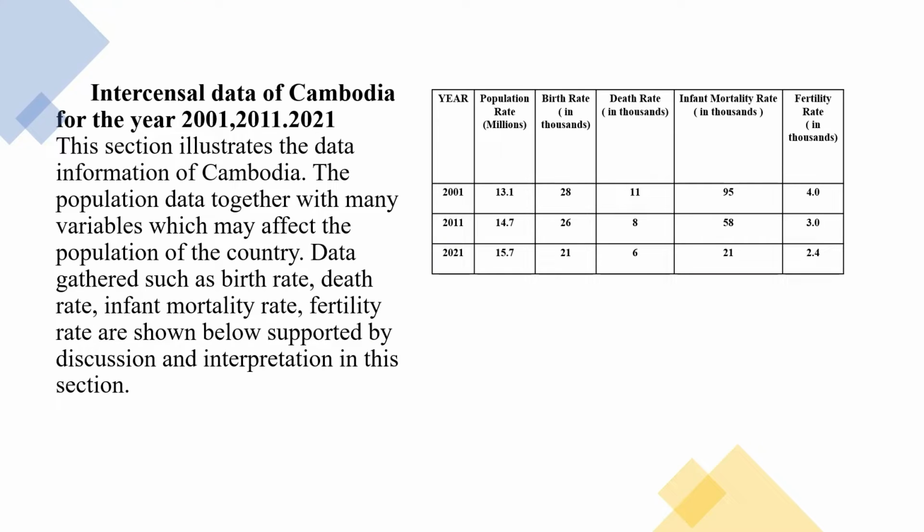Intercensal data of Cambodia for the years 2001, 2011, and 2021. This section illustrates the data of Cambodia, the population data together with many variables which may affect the population of the country. Data gathered such as birth rate, death rate, infant mortality rate, and fertility rate are shown below, supported by discussion and interpretation. We will discuss these one by one in the next slides.